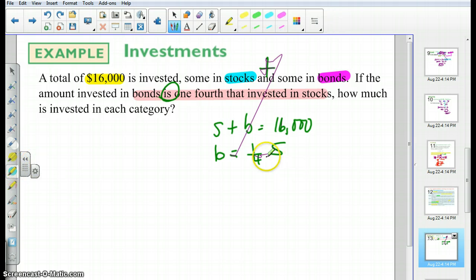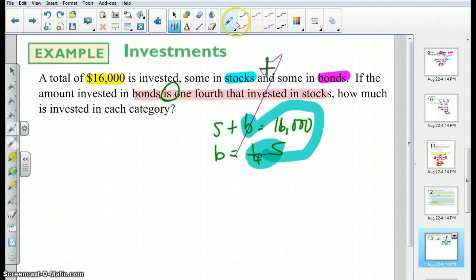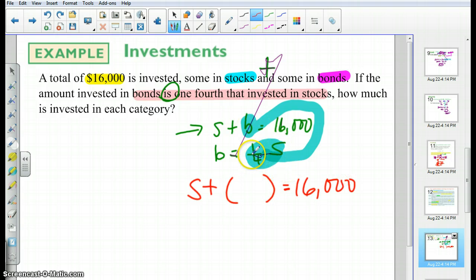Bonds is 1/4 that of stocks. So I'm going to try my substitution method, and I'm going to let my bonds equal 1/4 that of stocks. So I know that every time I see a B, I'm going to plug that in as 1/4 S. So I'm going to rewrite this top sentence, but instead of saying S plus B, I'll say S plus the B value is 16,000. And now I know that the B value is 1/4 S. And if I add 4/4 plus 1/4 is 5/4 S.